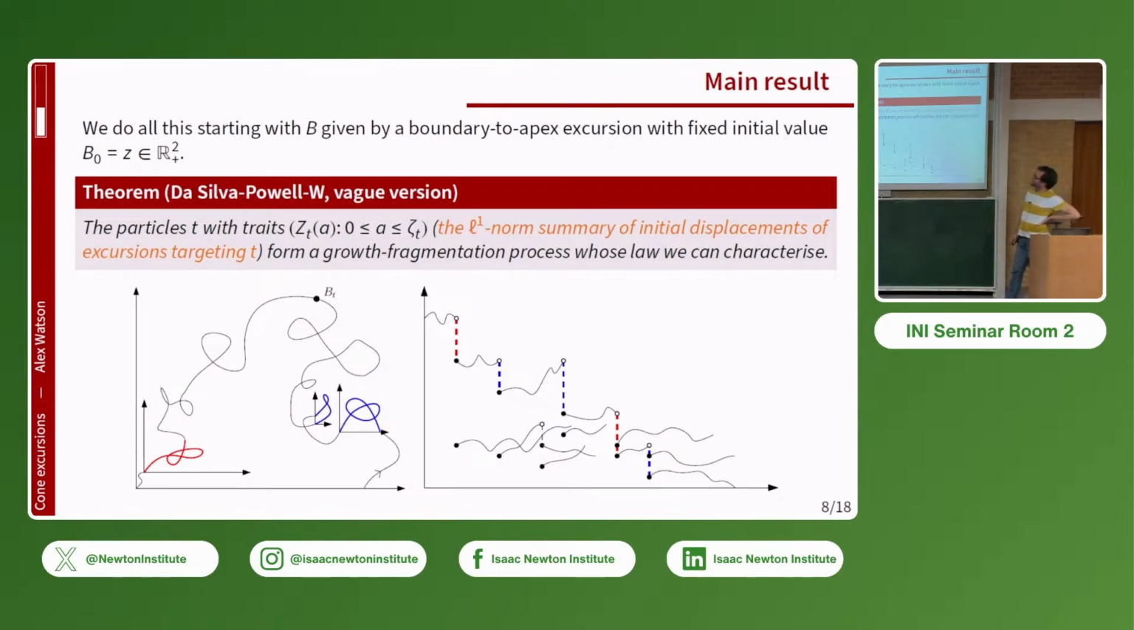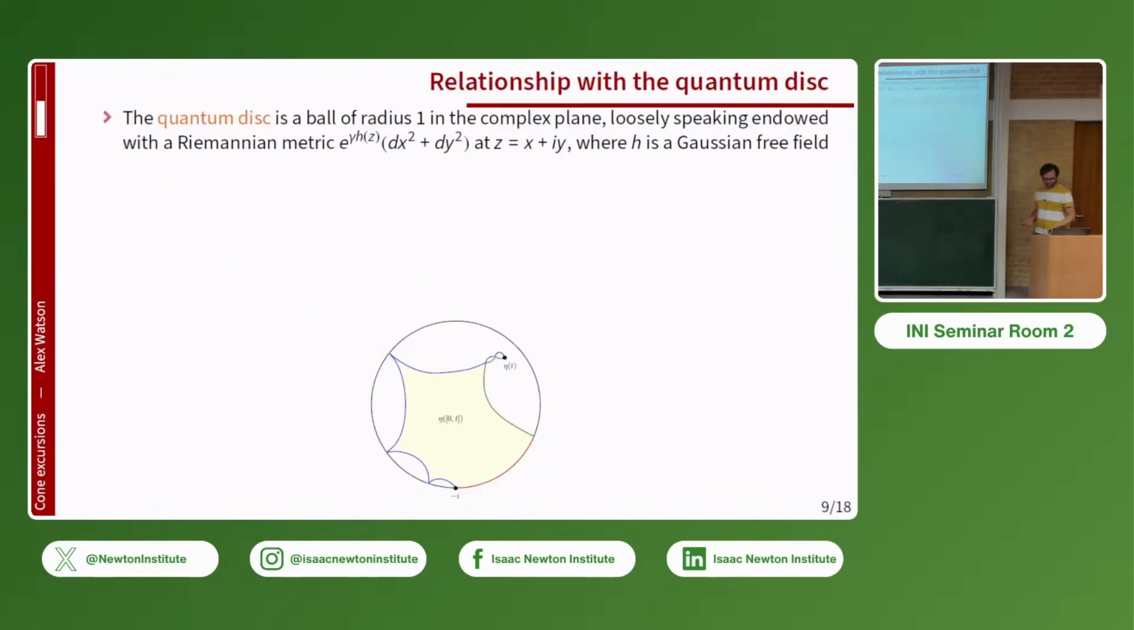I'm going to say a bit more about what the law of this thing looks like, so how we can characterize it. But before I do that, I want to give you 2 additional bits of information. So first of all is this relationship with this quantum disk, which I promised there will be a slide about. And secondly, some of the connection with the literature, because there's quite a lot of it out there, looking at similar models. All right. So first of all, the relationship with the quantum disk.